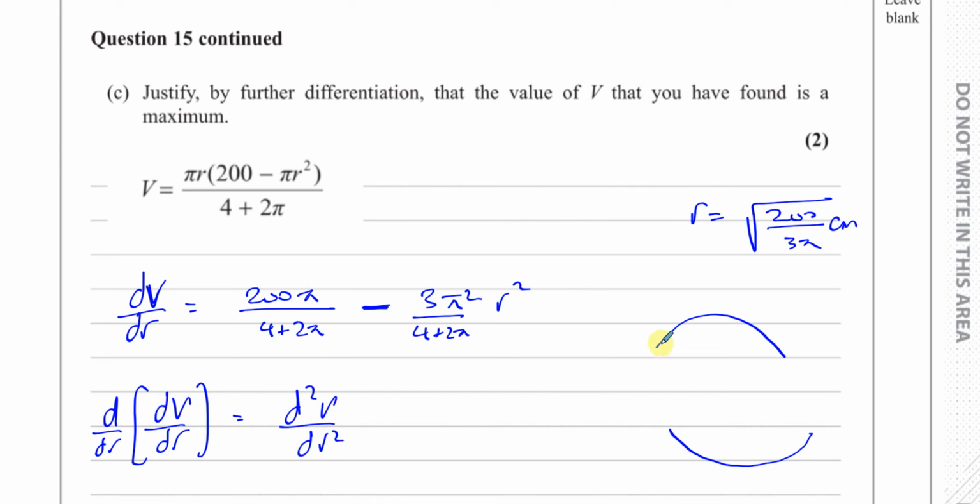Now, if the gradient is going from a positive value to a negative value, you have a maximum. That means at the point where it's a maximum, the second differential has to be negative. And if it's going from a negative gradient to a positive gradient, it means it's increasing. That means the gradient is increasing all the time, so the second differential has to be positive. So we have to show that this is the case because it's the maximum. So how do we show that?